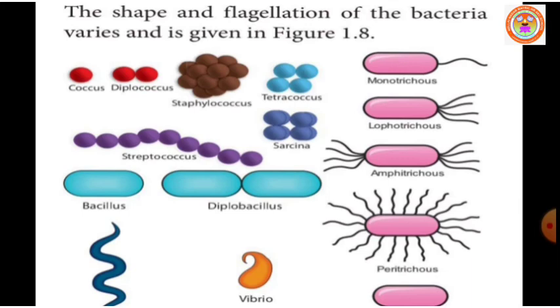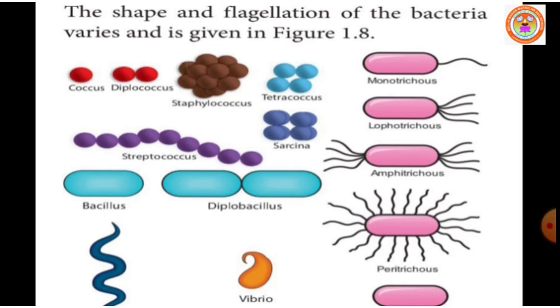The next is flagellation. Flagellum is singular, flagella plural. It is a locomotory organ. Based on the number or arrangement of flagella, bacteria are classified into five different types: monotrichous, amphitrichous, lophotrichous, peritrichous, and atrichous. So bacteria are grouped into two types based on the presence or absence of flagella.